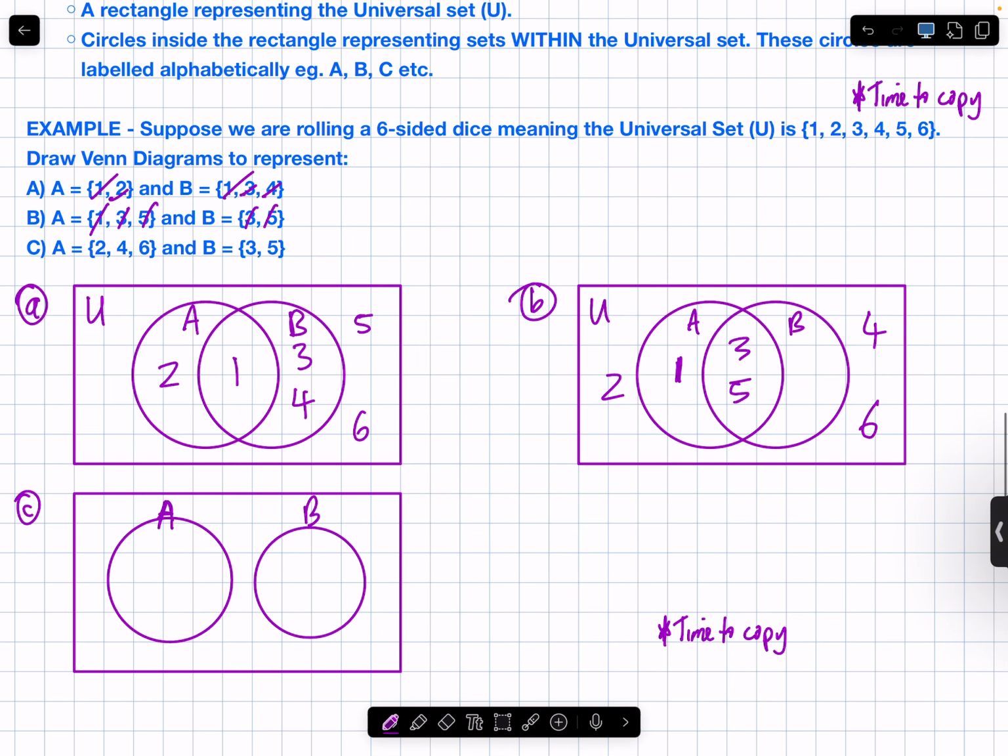What would go into the left circle? 2, 4, 6. What would go in the right circle? 3, 5. Is there anything in the universal set that's missing from that diagram? 1. Time to copy.